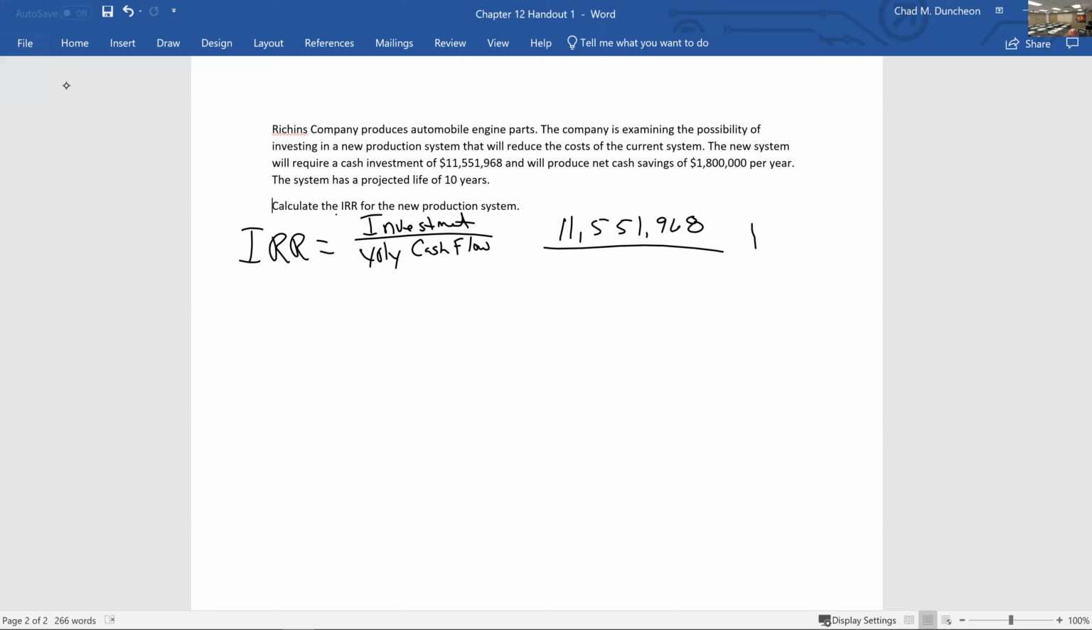Our yearly cash flow, when it says it will produce net cash savings, that is the same as producing cash flows into the company. They're saving us that money, it's not going out. So it's like a cash flow coming in. So we divide it by 1.8 million. We get that to equal 6.41776. Okay, that is our factor number.